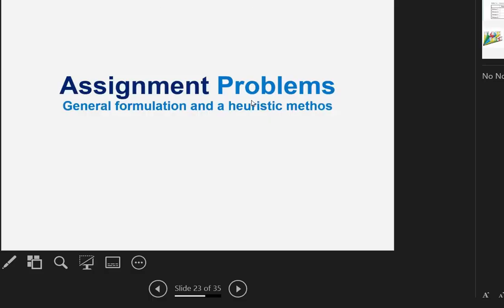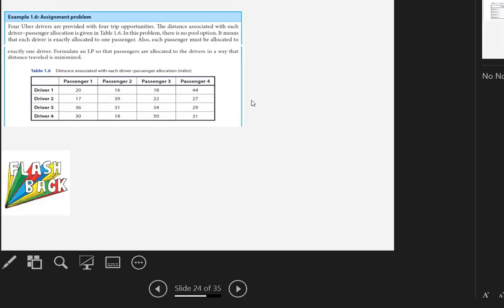Interestingly enough, the assignment problem that we saw earlier is a special case of the what is it? The transportation problem. What's so special about it? Here you saw that we had 4 Uber drivers, 4 passengers, and the distance between them is also given. What we're trying to do is find the optimal allocation. Which passenger should go with which driver?